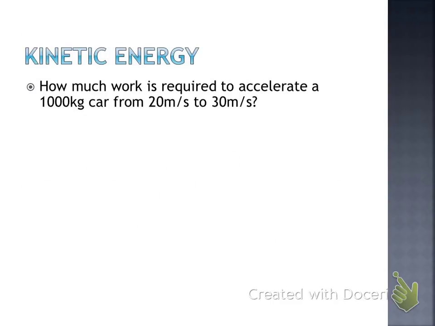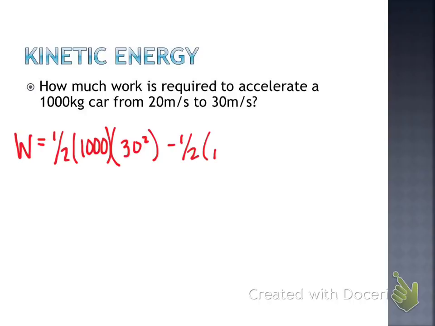How much work is required to accelerate a 1,000 kilogram car from 20 meters per second to 30 meters per second? Okay, so if we're anticipating the result of our net work, would we anticipate our net work to be positive or negative? Positive, right? We're gaining energy, so positive work is being done. So I would say work is equal to 1/2 m final velocity squared, right? It would be really easy for you to plug in 20 right there. Okay, minus the initial.